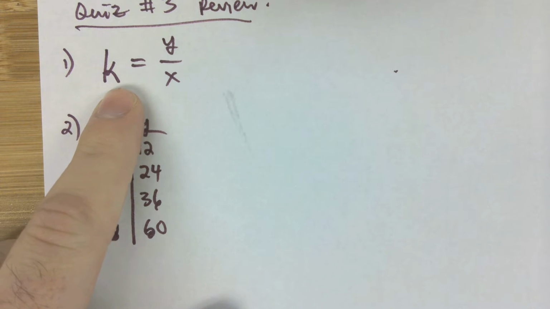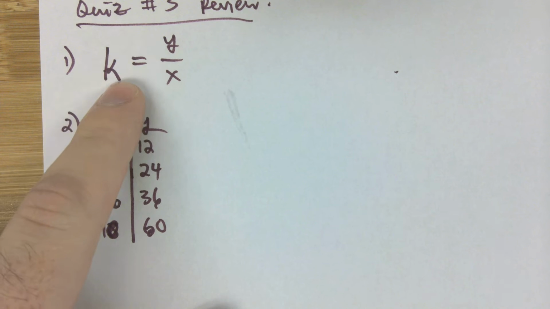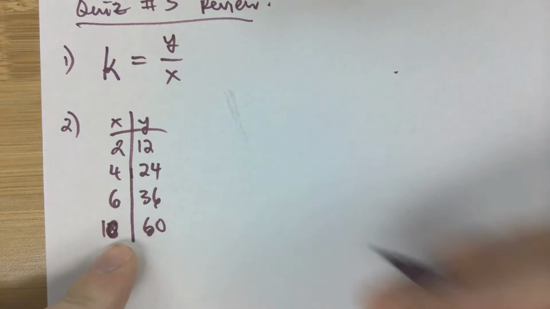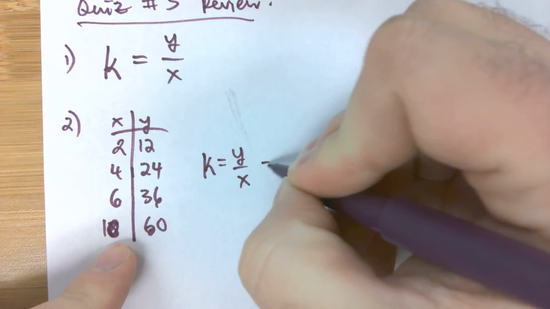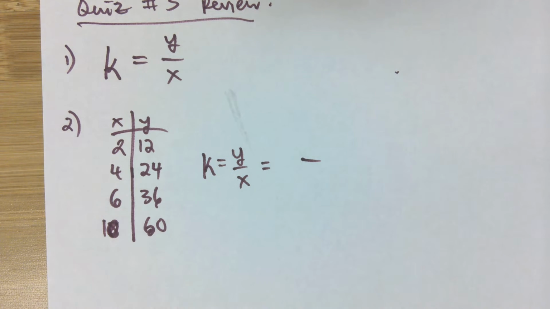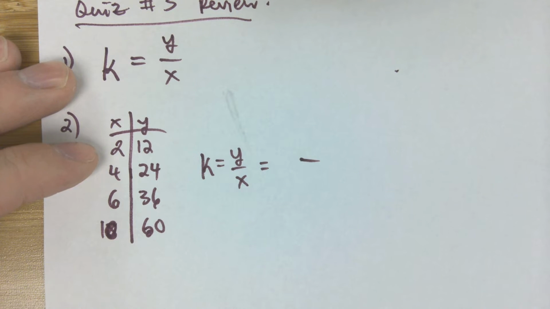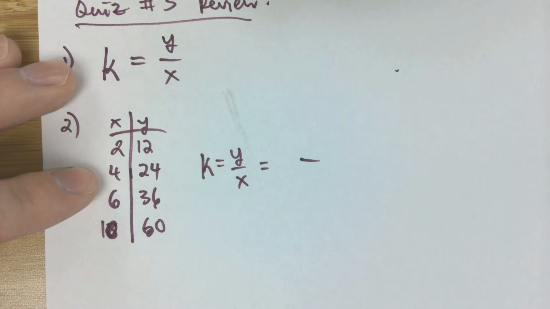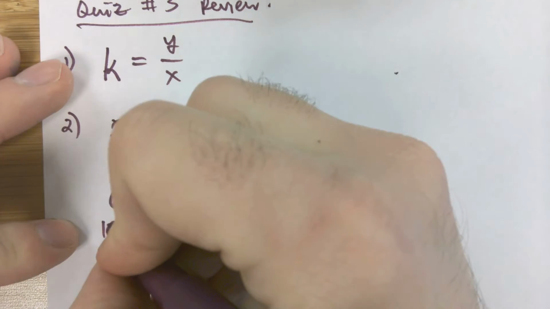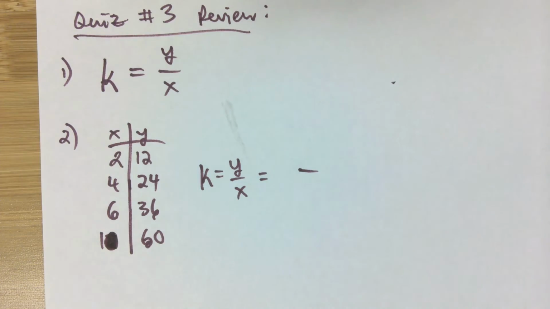That means K equals Y over X. We just wrote it down, right? So if we were going to use this formula to find the constant of proportionality, we would just do K equals Y over X. We can plug in any pair of numbers here on this table. We could use 2 and 12. We can use 4 and 24. That is 10, sorry, 10 comma 60. Are we going to get the same answer if we put different points into this formula? Yes, we're going to get the exact same answer, right?